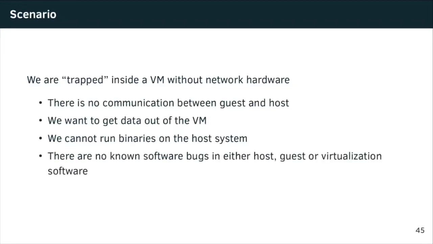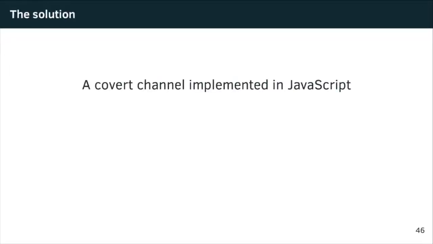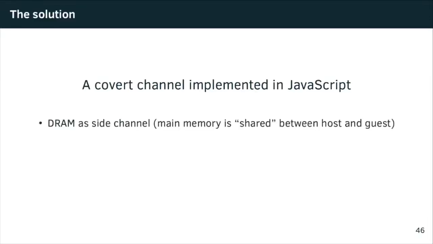And then you don't have any software bugs. So there are no bugs in the host, in the guest, or in the virtualization software. So absolutely no way to exploit something in software to get data out of the virtual machine. And what is the solution here? We can implement a covert channel in JavaScript. We have this host system, and most of us would have a browser running on the host system if it's connected to the internet, and therefore we can also run JavaScript inside the browser, which is considered to be safe. And we can use the DRAM as a side channel. Every computer will have DRAM, and the DRAM is of course shared between the virtual machine and the host system.